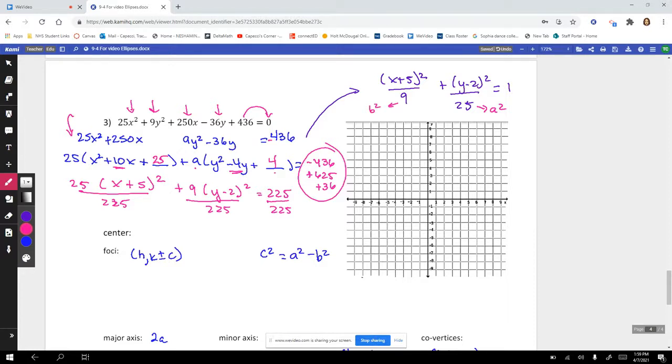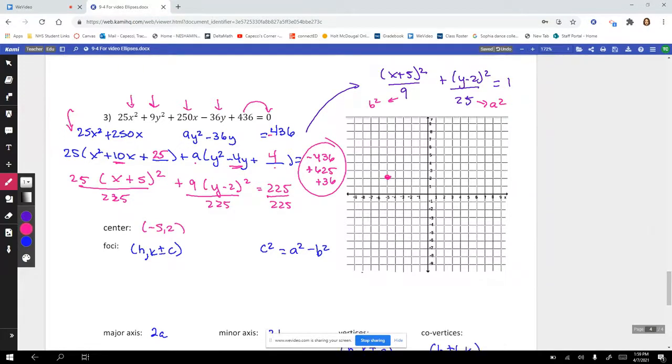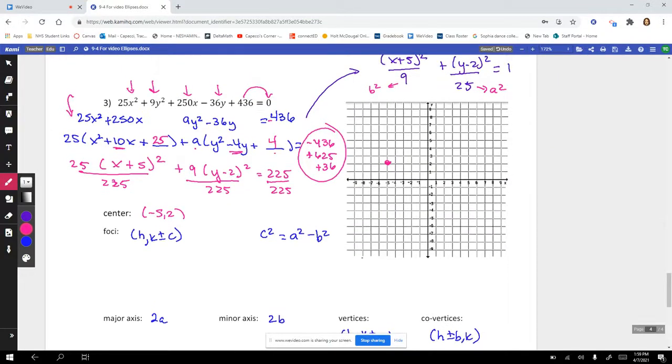All right, so we know that our center now is going to be at negative 5, 2. Negative 5, positive 2 right here. And we'll go on and find our other values. So our h value, we have negative 5, comma, 2 plus or minus. Oh, we forgot to find the c value right here. So I have c squared is equal to 25 minus 9. So c squared is equal to 16. So c is equal to 4. So it gives me plus or minus 4 over here. That's my c value. So I end up with negative 5, positive 6, and negative 5, negative 2. So there's our foci.